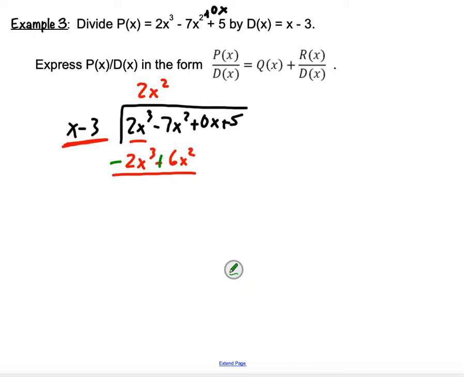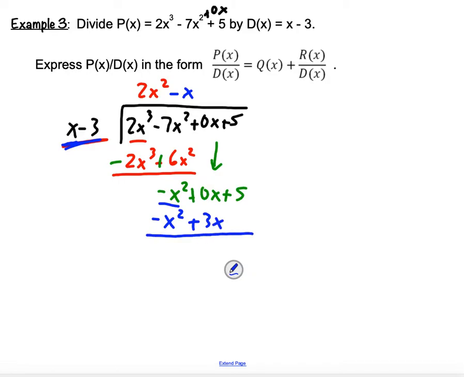X to the thirds are gone. Bring down your other terms. Now you want to think x times what is negative x to the second. That would be a minus x. Distribute that minus x through the x minus 3 there, and we get a minus x squared plus 3x. Change your signs, add them together.